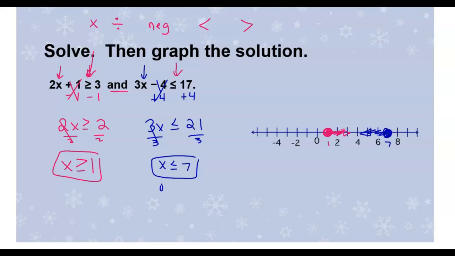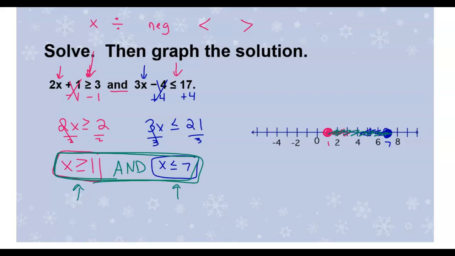Now, the most important part of this right now is that these are two inequalities not separated with an "and" or an "or." Our final answer has to have an "and" if we started with an "and" or an "or." And as you can see, they're running into each other. So my final solution set is everything from 1 to 7 inclusive, because we're including those endpoints on both ends.